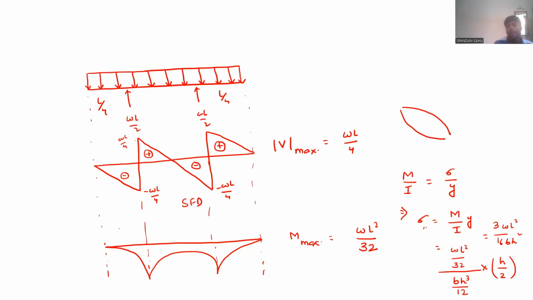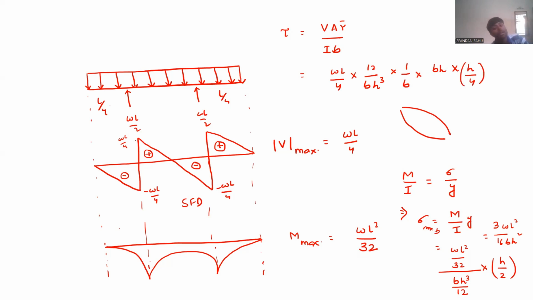This is sigma max bending. Now, similarly, tau max we will find out by VAY upper by IB. So for V, you have to substitute V max, that is W by 2. I will remain the same, that is 12 upon BH cube. I am directly reversing the order. 1 by B will remain 1 by B. Area will be B into H by 2 because it is a rectangular section. And Y bar will be how much? It will be H by 4.